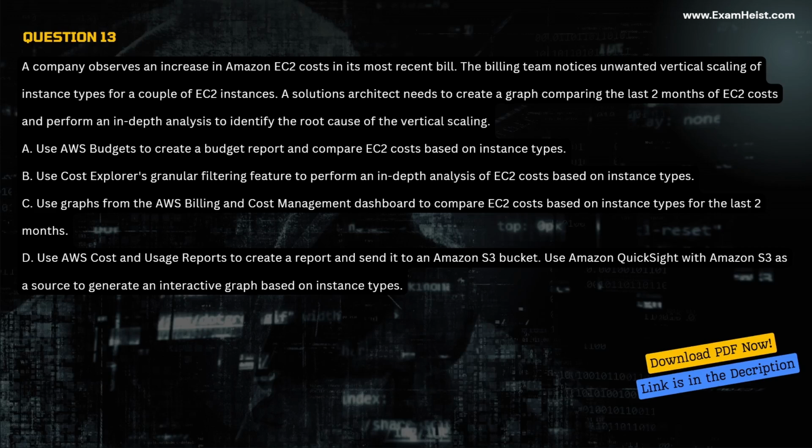A. Use AWS Budgets to create a budget report and compare EC2 costs based on instance types. B. Use Cost Explorer's granular filtering feature to perform an in-depth analysis of EC2 costs based on instance types. C. Use graphs from the AWS Billing and Cost Management dashboard to compare EC2 costs based on instance types for the last 2 months. D. Use AWS Cost and Usage Reports to create a report and send it to an Amazon S3 bucket. Use Amazon QuickSight with Amazon S3 as a source to generate an interactive graph based on instance types.